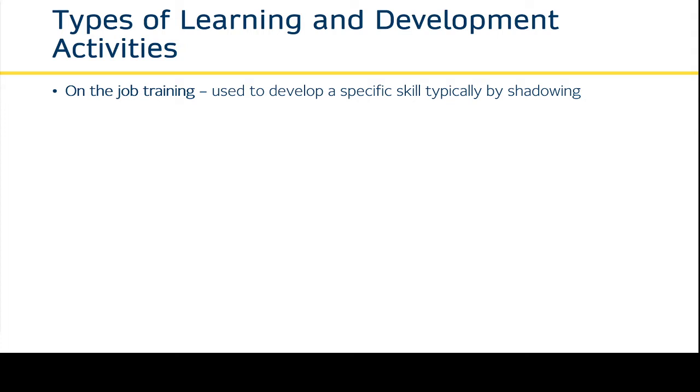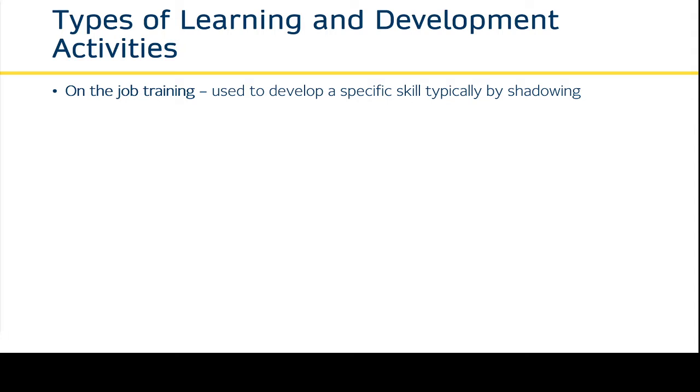So the first one is on-the-job training. So on-the-job training, everyone does this. It's used to develop a specific skill set, typically by shadowing, and it's very specific to your organisation, very specific to the processes that you do. So you may know the theory of, say you work in accounts, you may know the theory of how to process invoices and double entry bookkeeping, that sort of thing, but you won't know exactly how your organisation processes invoices, because there's different forms, different systems, different steps, different approval processes which is specific to your organisation, and to learn that you've got to shadow and learn how your organisation does it.